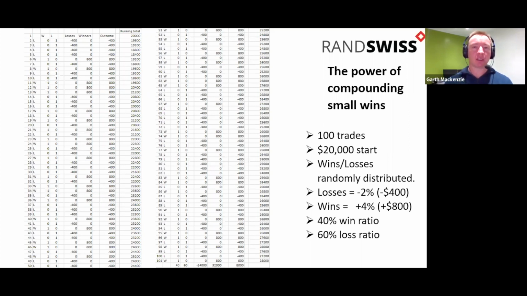And you know that only 4 out of 10 trades are going to be winners and 6 out of 10 trades are going to be losers. Well, if you can get that right, based on the numbers I've shown you here, then theoretically you can come out at the end of the year with a 40% return.